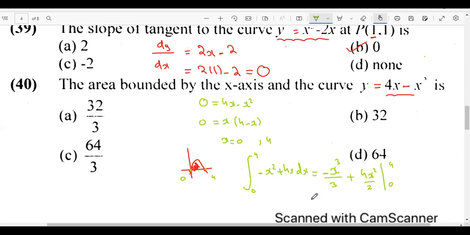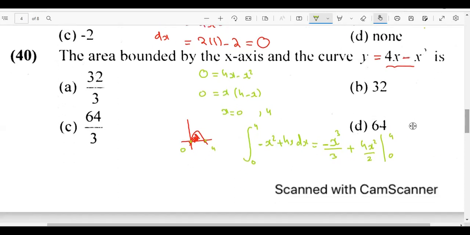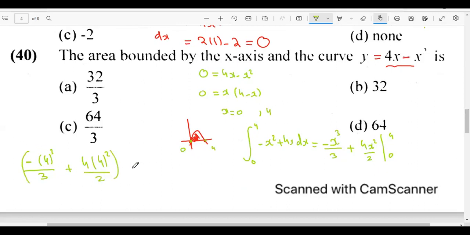Let's do it. So first we'll plug in 4. I'm plugging in the values here. So minus 4 cubed by 3 plus 4 into 4 squared by 2, and then minus 0, because when we plug in 0 here and here, it would become 0. So 4 cubed is 64, by 3 plus 64 by 2. Okay, and now we need to simplify this. So the denominator would become 6.